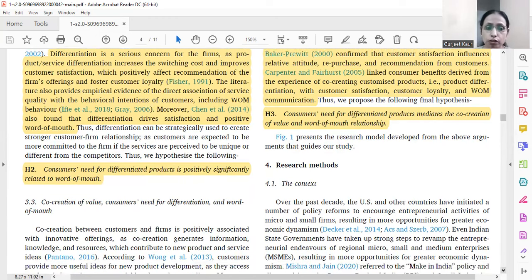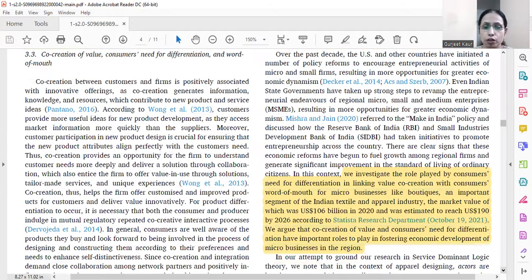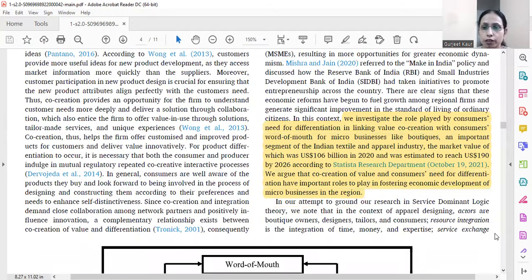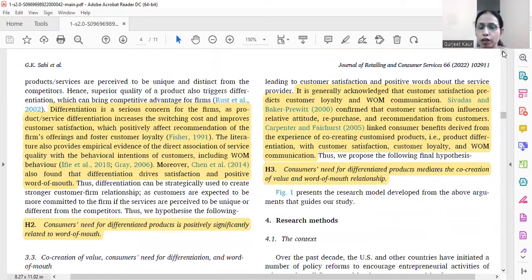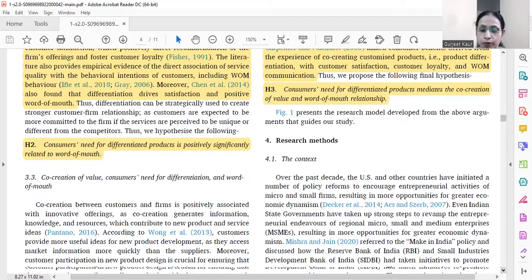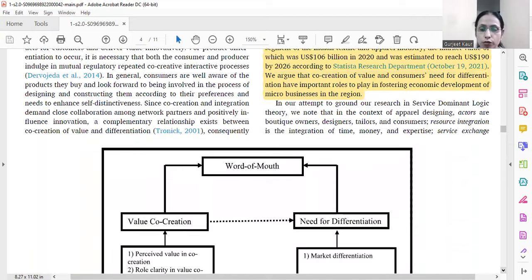With regard to our third hypothesis, co-creation of value, consumers' need for differentiation, and word of mouth. Here, sir, we have set up a hypothesis about the mediation of consumers' need for differentiation. The third hypothesis is that the consumer's need for differentiated products mediates the co-creation of value and word of mouth relationship. It mediates in the sense that the direct link between co-creation of value and word of mouth is not that strong, which means there are other variables which can intervene in the relationship between the independent and the dependent variable. I'll show you the model here. So this is value co-creation.